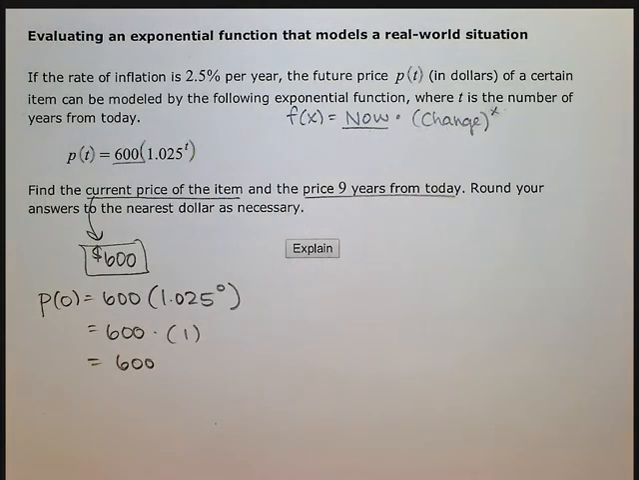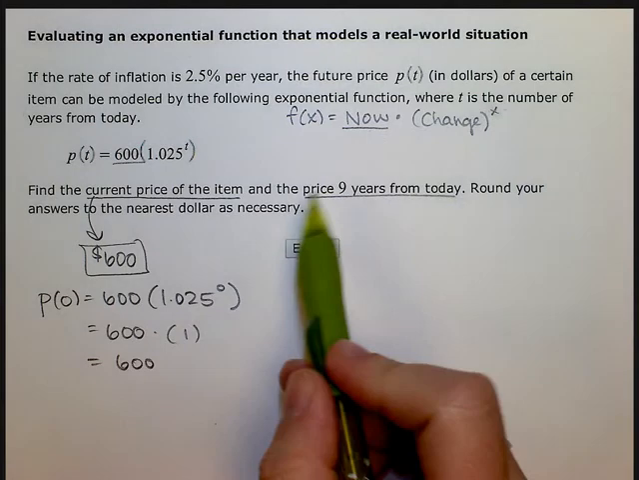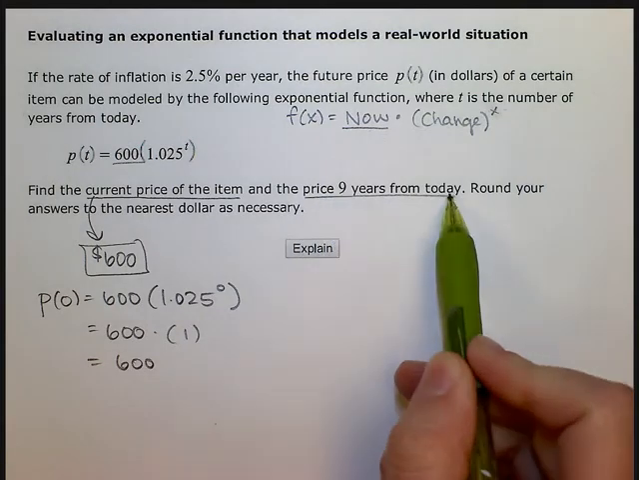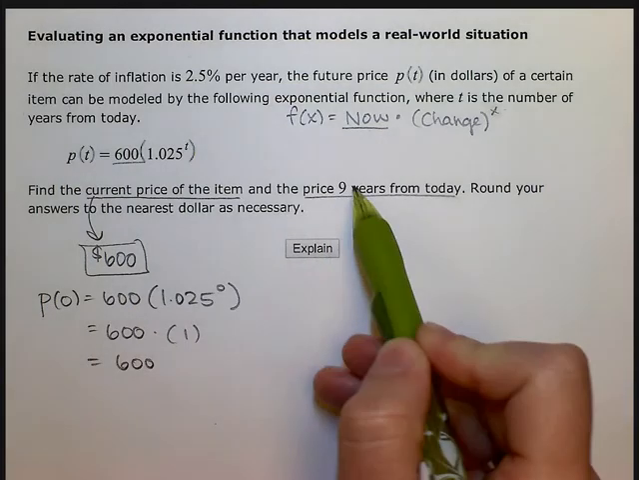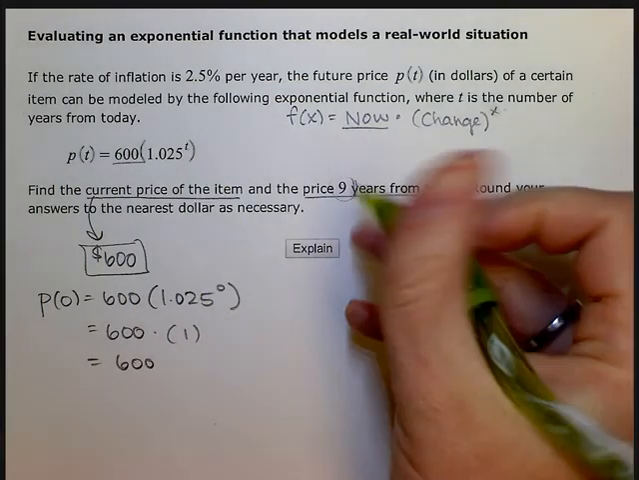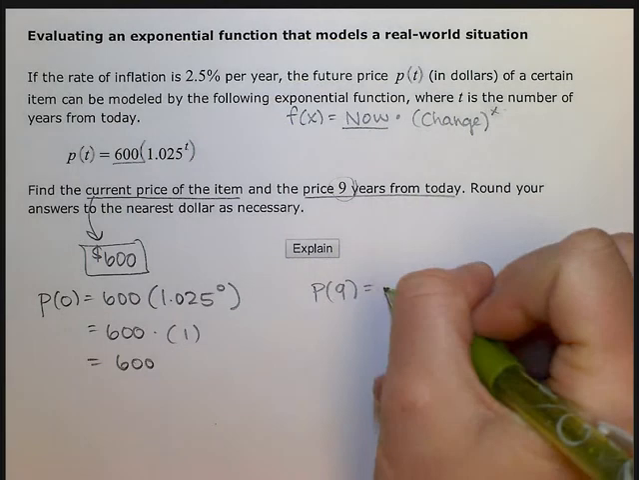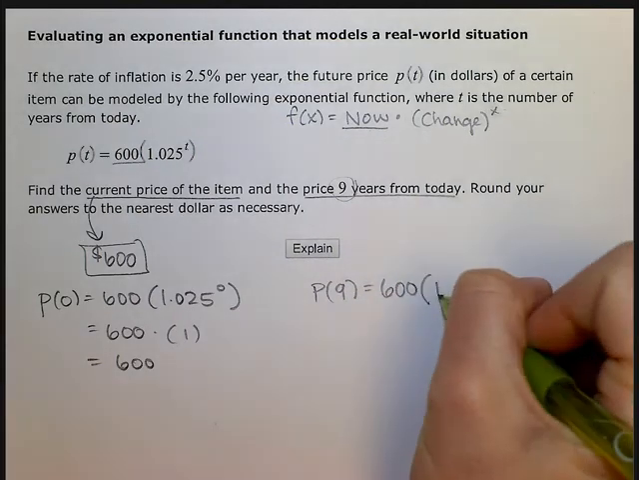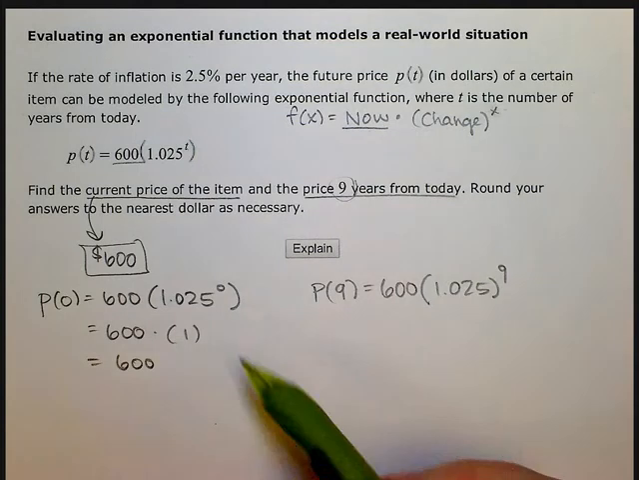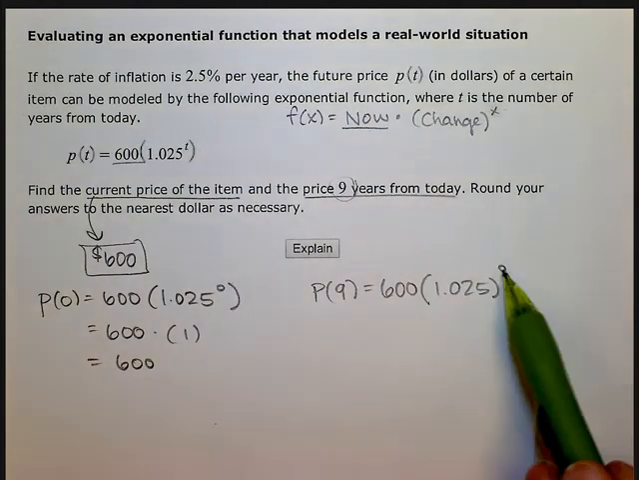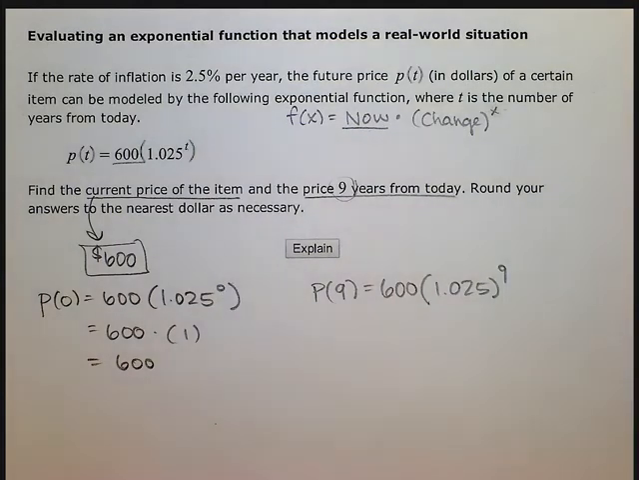Okay? Very good. Now, the next part of the question says, find the price 9 years from today. Well, we were told that t is the number of years from today. So all we have to do is take this 9 and plug it in for t. So we're going to do P of 9 equals 600 times 1.025 raised to the 9. Just a quick note, it doesn't matter if this exponent is on the inside or the outside of the parentheses, so don't worry about that.